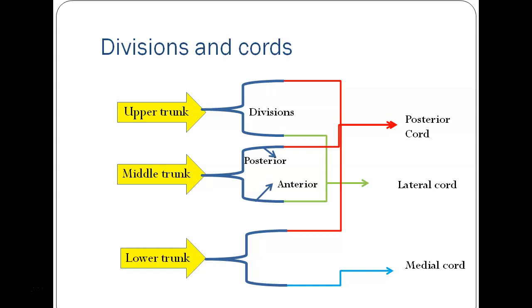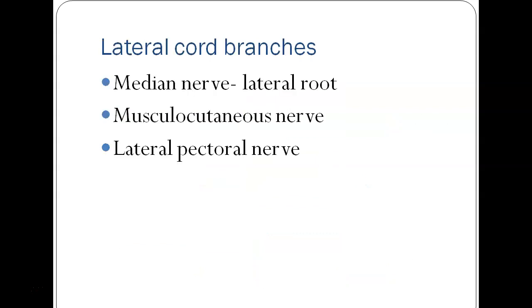Then we go to branches. So coming to branches of the lateral cord, there are 3 branches: median nerve, lateral root, musculocutaneous nerve, and lateral pectoral nerve. So these are the branches of lateral cord.